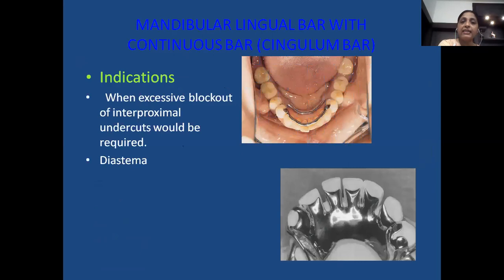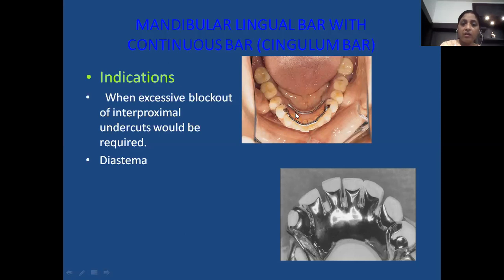Now the next is the mandibular lingual bar with a continuous bar. So here is a mandibular lingual bar, and this is a continuous bar which is placed over the cingulum of the teeth. This can be given when we are not able to give a linguoplate.